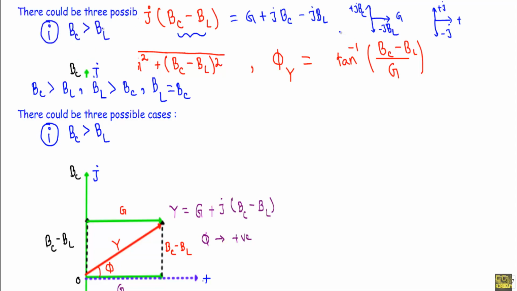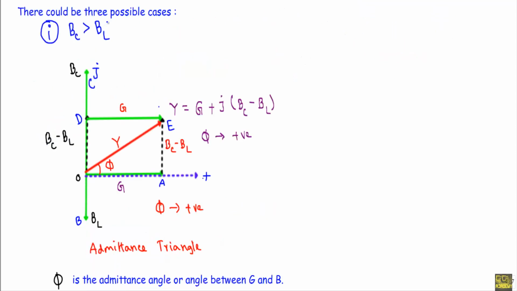of the RLC parallel circuit. So out of three possible cases, at first I will show you the case when BC is greater than BL. Our admittance Y is equal to G plus j(BC minus BL). So at first we will draw the conductance G in the direction of the plus X axis. Let's say this is the plus X axis, and in this direction we are taking the conductance G.